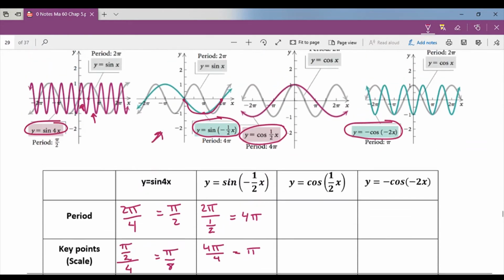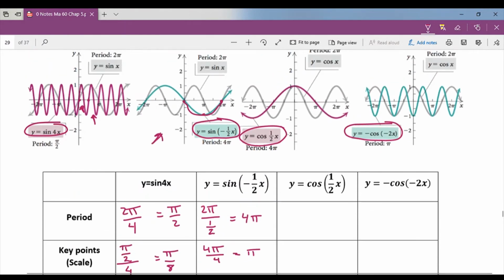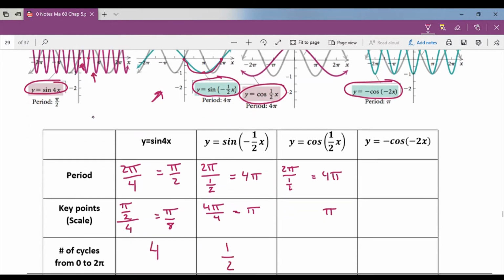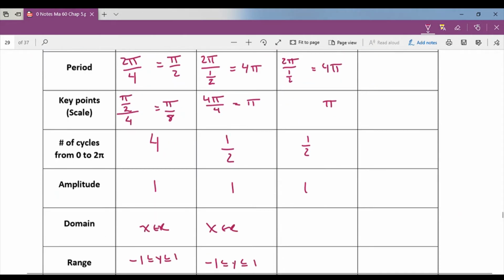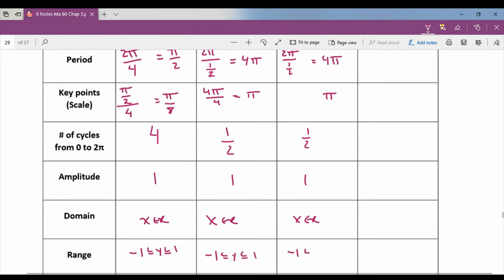If we go to the next graph, which is y equals cos of 1/2 x, it's going to be very similar to the one we just did. So it's going to have a period of 2 pi divided by 1/2, or 4 pi. It's going to have key points every pi, because you're going to take that period and divide it by 4. It's going to have half a cycle. It's going to have an amplitude of 1. It's going to have a domain of all real numbers, and it's going to have a range of -1 to 1.